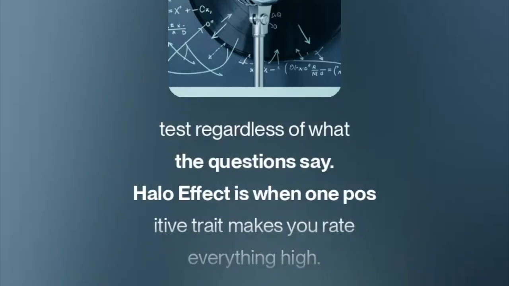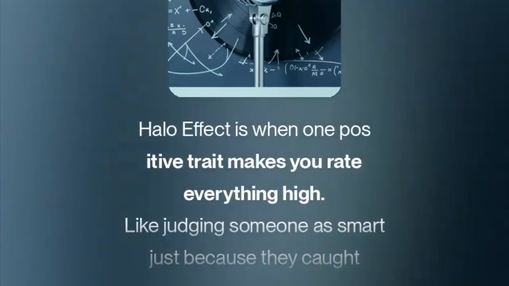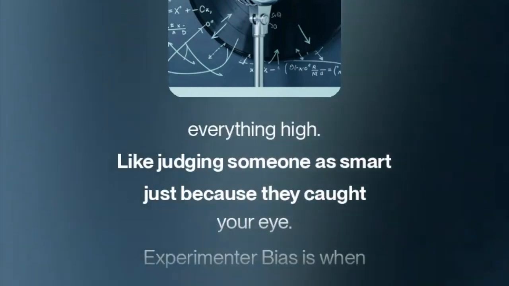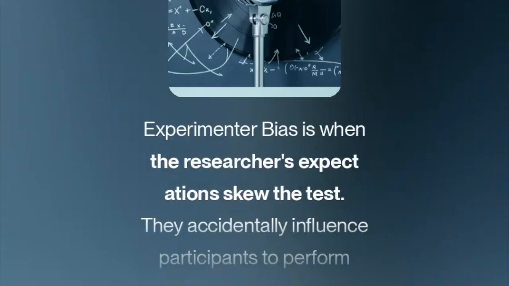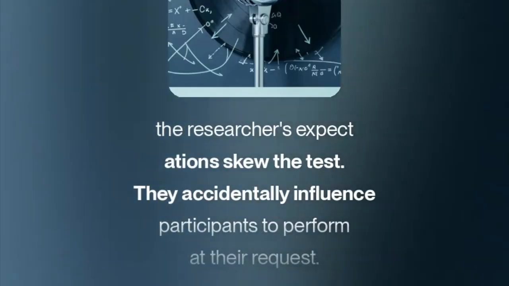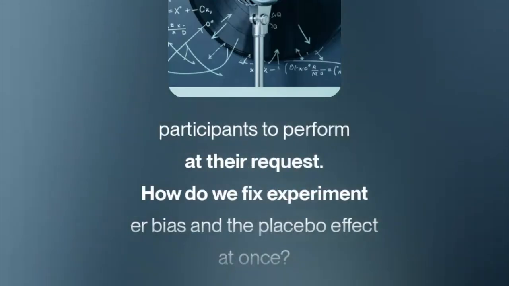Halo effect is when one positive trait makes you rate everything high, like judging someone as smart just because they caught your eye. Experimental bias is when the researcher's expectations skew the test. They accidentally influence participants to perform at their request.